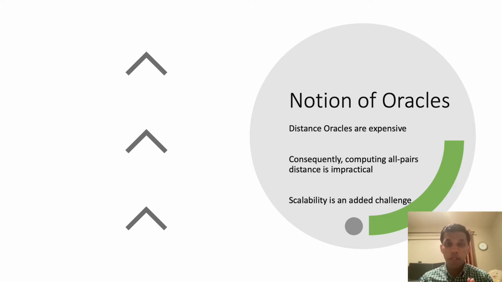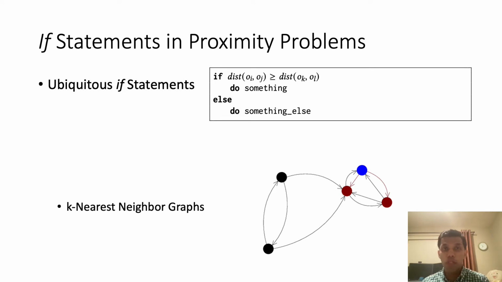This expensive set of distance computations which are used in solving the proximity problems help us to define the notion of oracles. Oracles are entities which, when presented with a pair of objects, give the exact distance between this pair of objects in real life. These are expensive. Consequently, computing all pairs distances is impractical. Added with the challenge of scalability, it is impractical to ask oracles for every pair of distances. The overall aim in this project is to reduce the number of expensive distance oracle calls at the expense of local computation for solving the proximity problems.